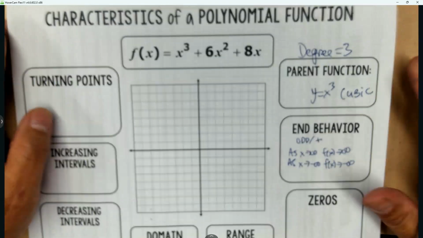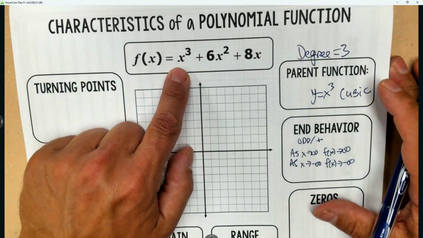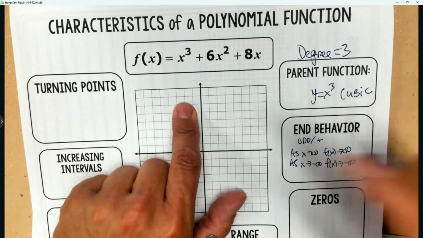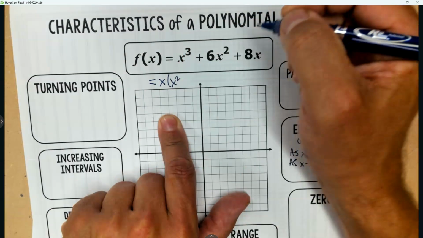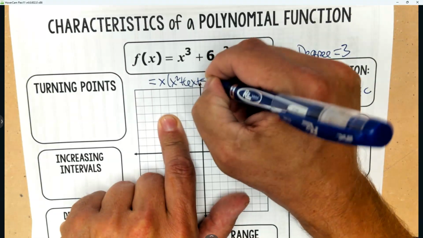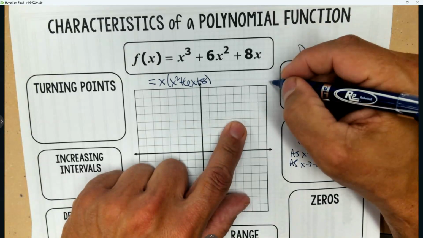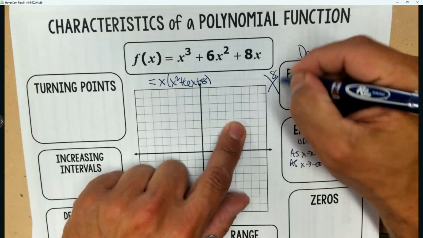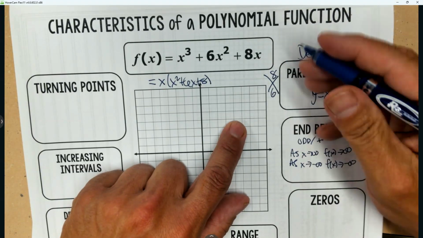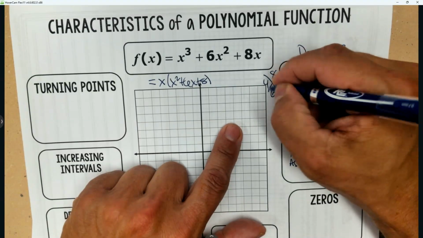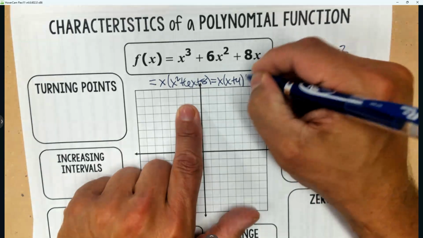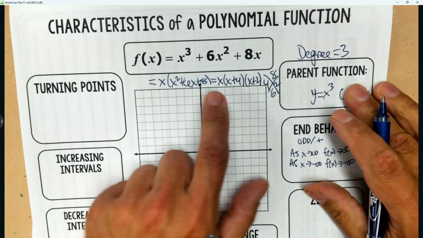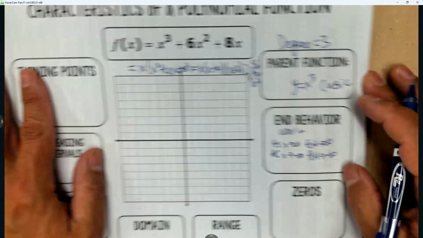All right, next, I'm going to factor this. I'm going to factor out an x, and then I'm going to draw an x using the 8 and 6. What two numbers multiply to 8 and add to 6? 4 and 2. So we have x, and we have 4, and we have 2 right here. So now I can do the 0.